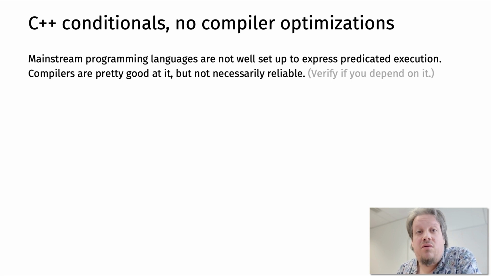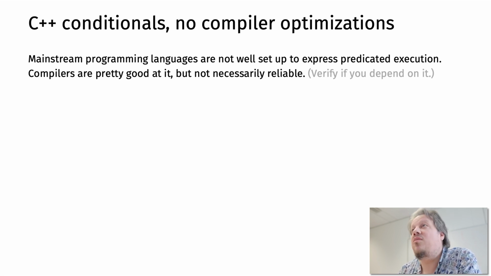As you may not know if you never look at the disassembly of what your compiler does, compilers are actually pretty good at using these predicated instructions. It's just not necessarily reliable. So if it's really important to you that these predicated instructions get used and that there are no control dependencies, then unfortunately you really have to look at the disassembly to see that the compiler understood what you were trying to say.